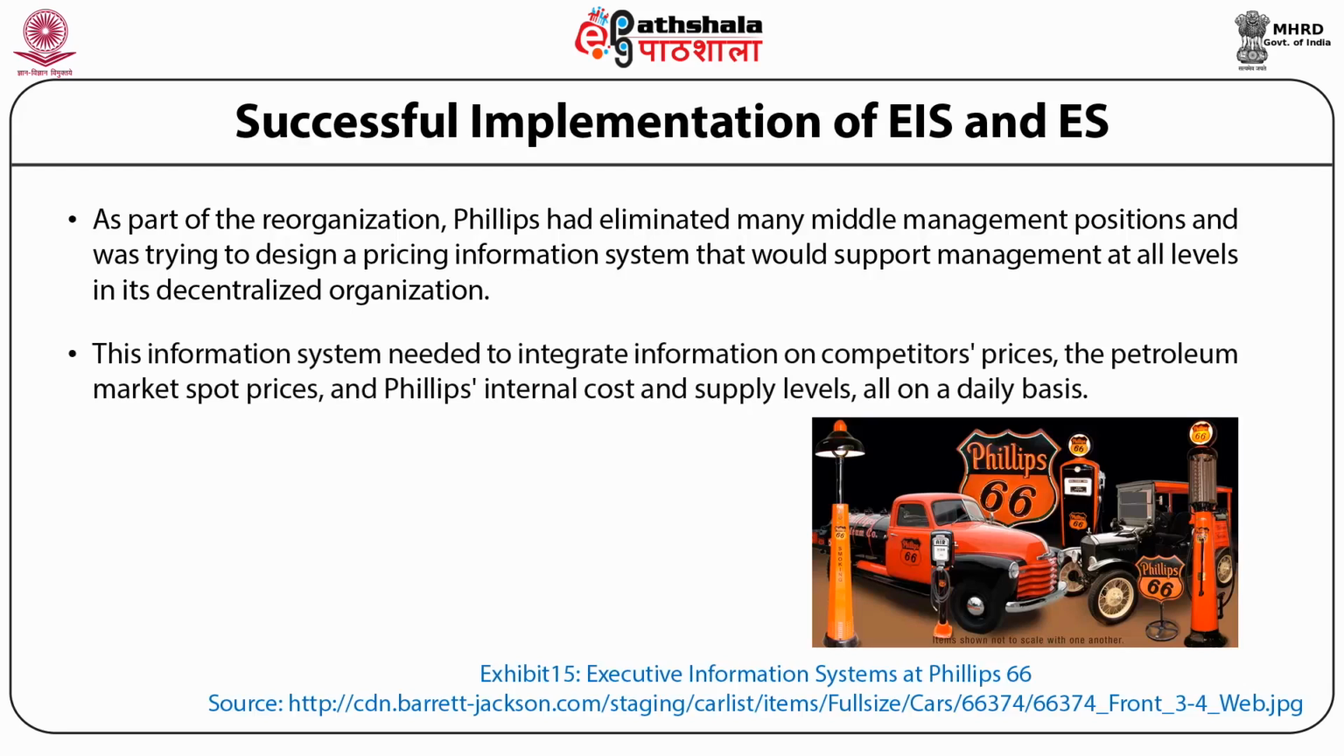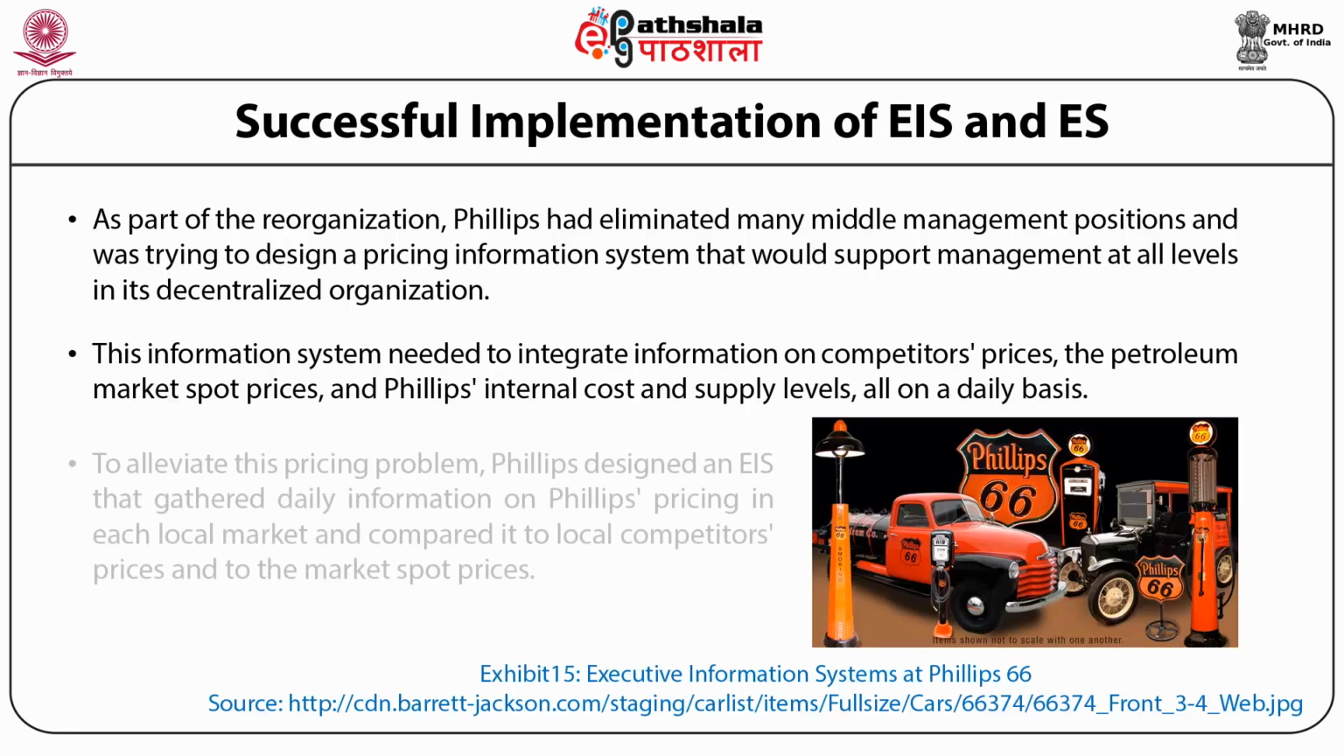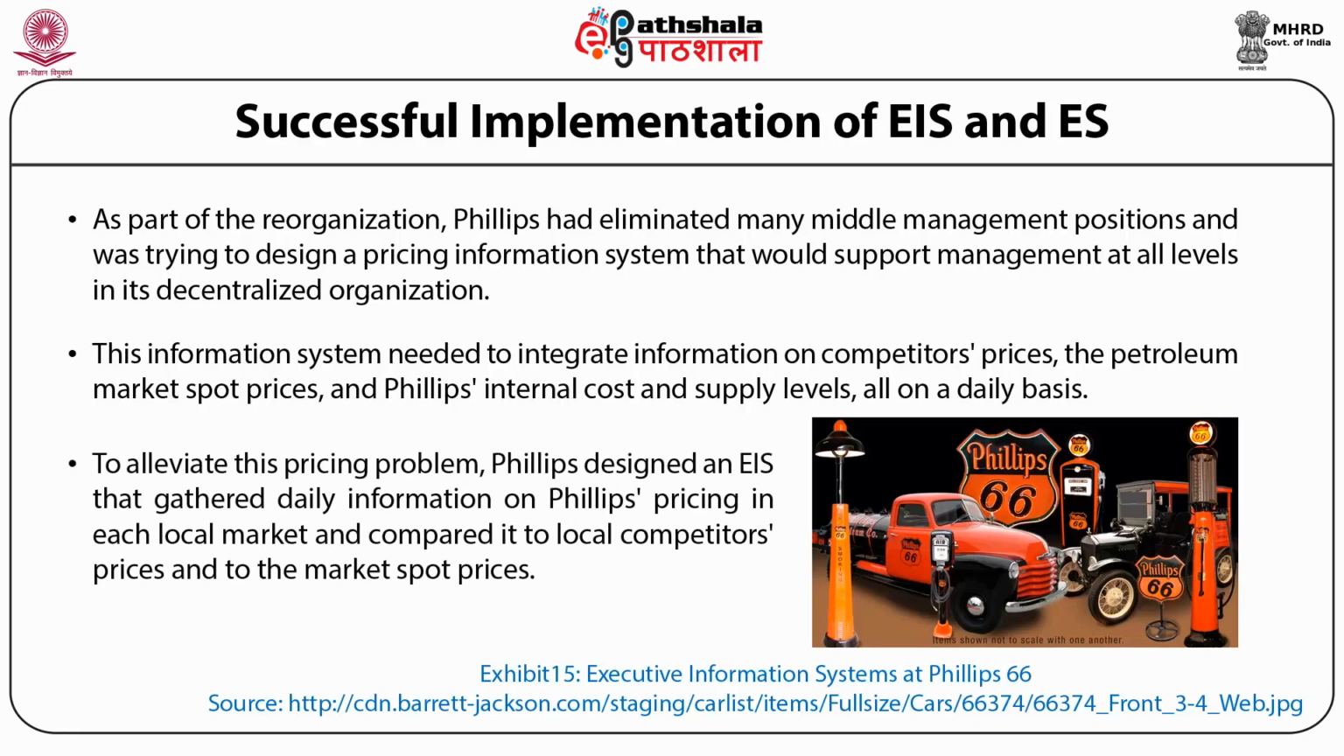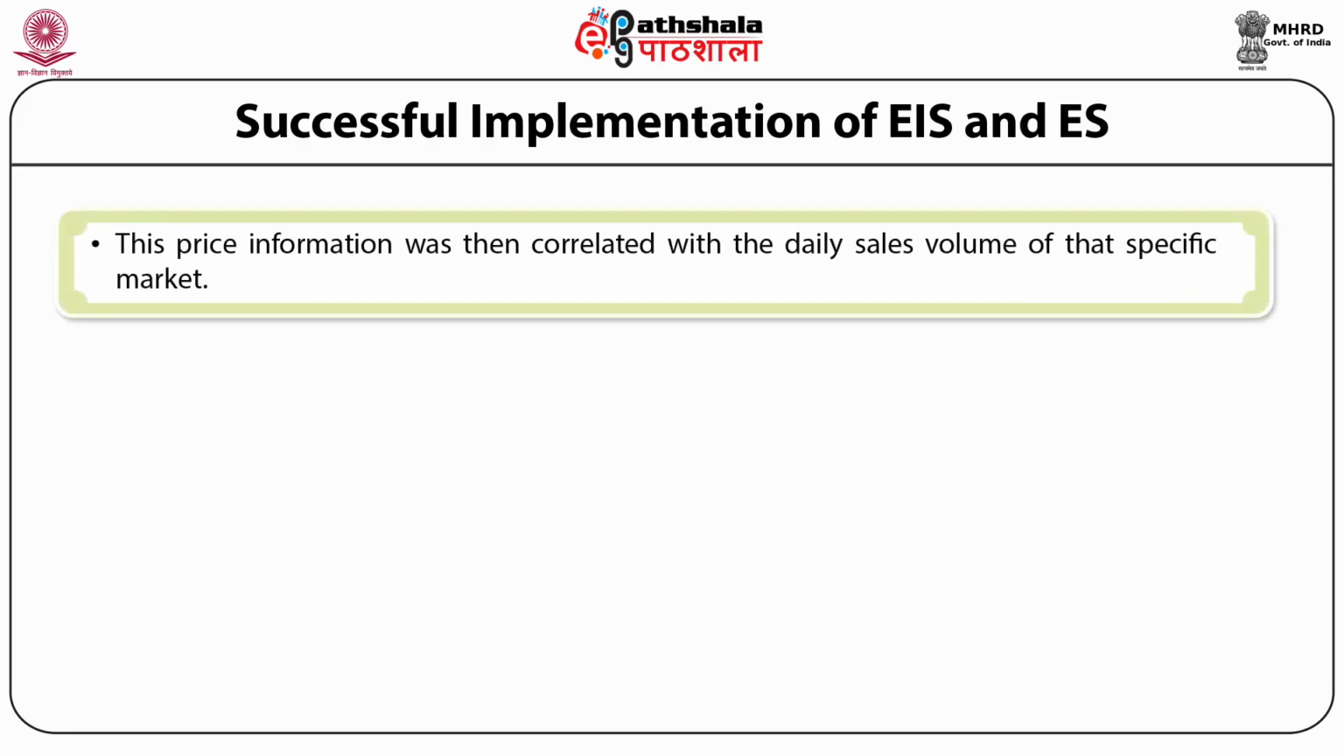Now, this information needed to integrate competitors' prices, the petroleum market spot prices, and Philips' internal cost and supply levels. This had to be done on a daily basis. To alleviate this pricing problem, Philips designed an executive information system that gathered daily information on pricing in each local market and compared it to the local competitor prices and market spot prices. This price information was correlated with the daily sales volume so that the specific market could be understood.